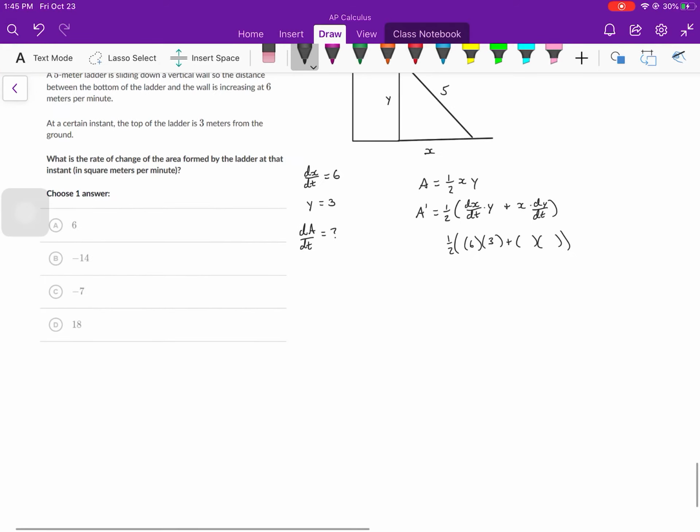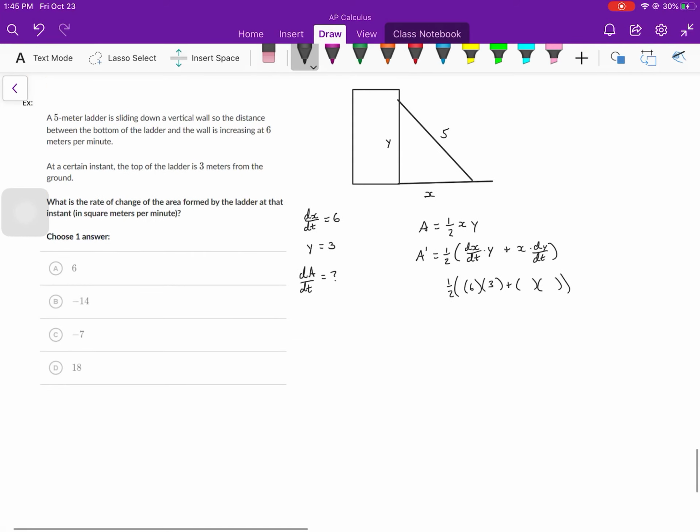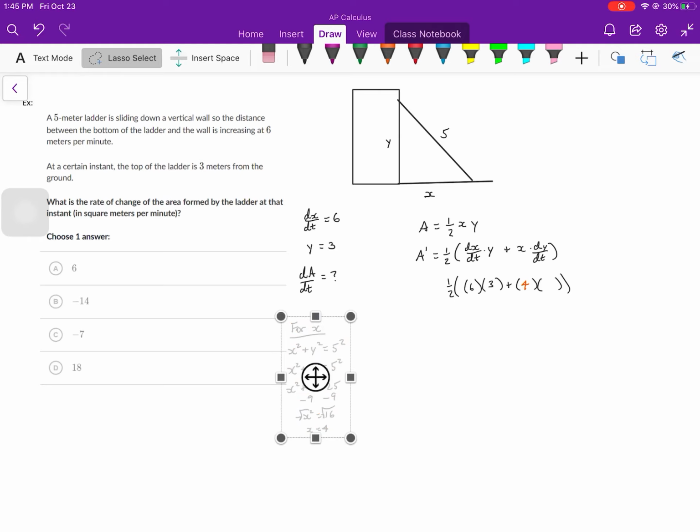Okay, so to find x, we're going to use the Pythagorean theorem, right? Because x squared plus y squared equals 5 squared. So x squared plus 3 squared equals 5 squared. X squared plus 9 equals 25. Subtract the 9, x squared equals 16. Square root both sides, and x equals 4. All right. Off to a great start here.